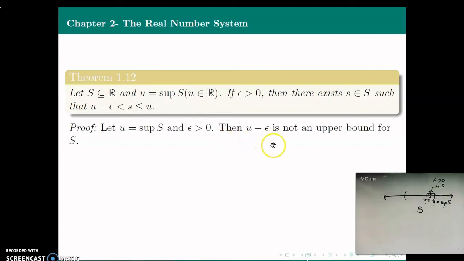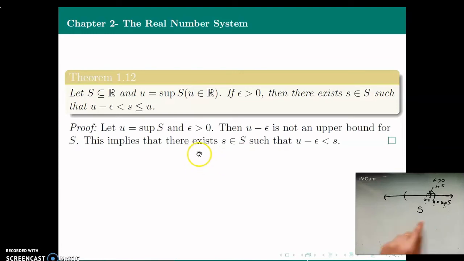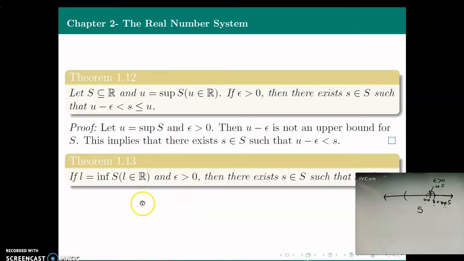So, u minus epsilon is not an upper bound. This implies that there exists an element s in the set S such that u minus epsilon is less than s. So, we're done. Let's have here another theorem.